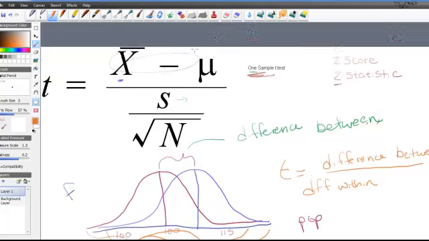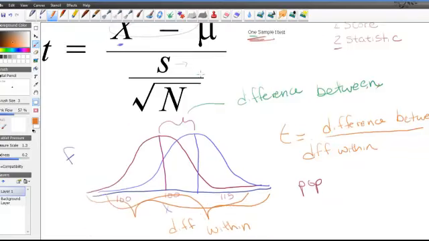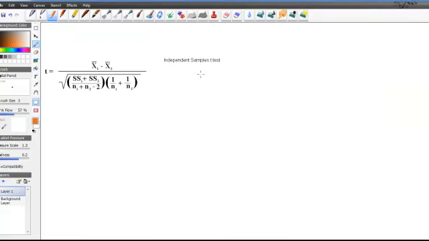So in our one sample t-test formula, we're taking the sample mean minus the population mean, so that's the difference between groups, and then we're dividing by the difference within groups. So we have our standard deviation over the square root of our number of participants here. So that is within groups variability. So between groups over within groups, that is going to be the generic formula for these t-tests. So again, a one sample t-test, we have a sample mean and we're comparing it to a known population mean. Let's scroll down a little bit.